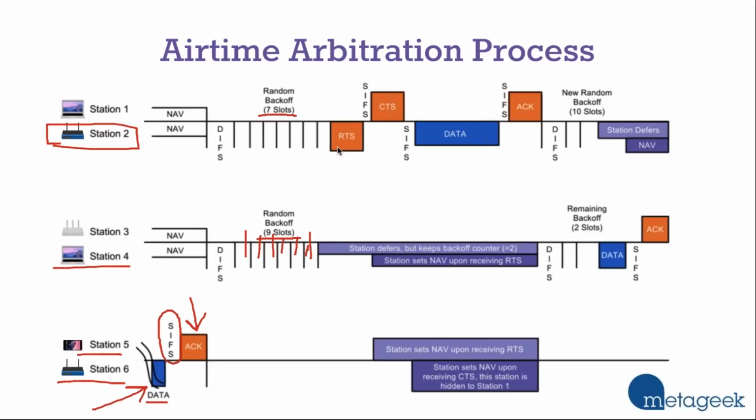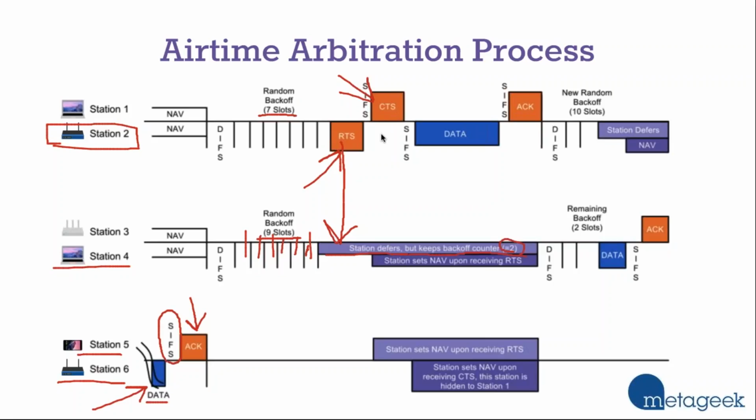So now station 2 is using RTS/CTS with its client device. It's going to send its request to send, and the other station is going to reply with a clear to send. It's going to say, yep, you're clear to send. So here's what happened. When station 2 transmitted its request to send, that let station 4 know, okay, something else is talking, I need to back off. But when it backs off, it's going to keep its back-off counter. 9 minus 7 is 2, so now its back-off counter is 2.